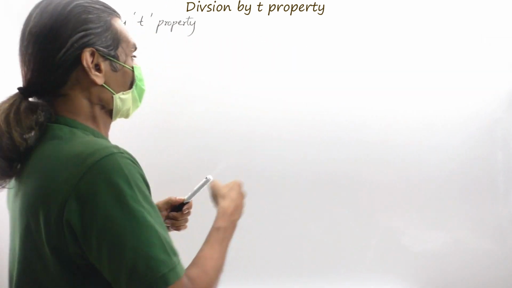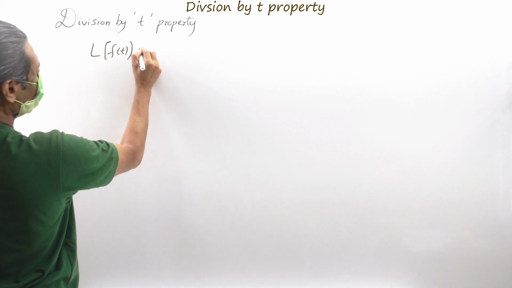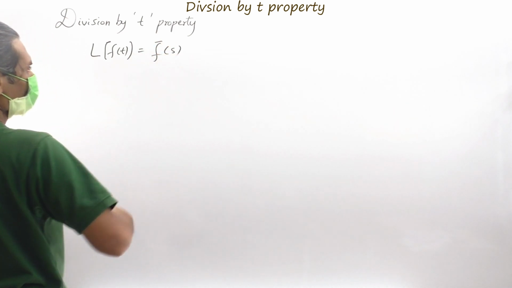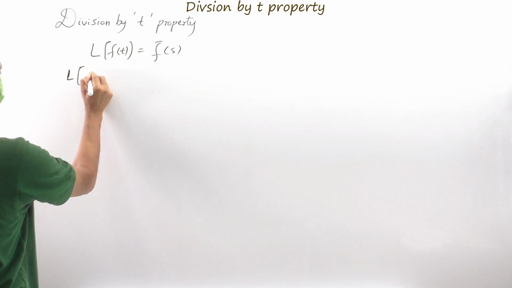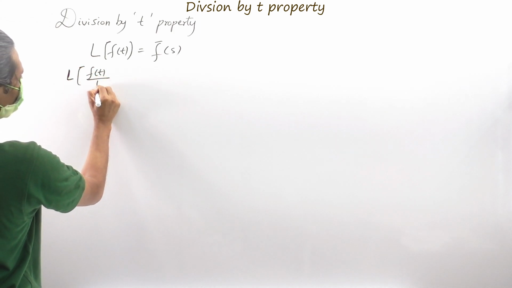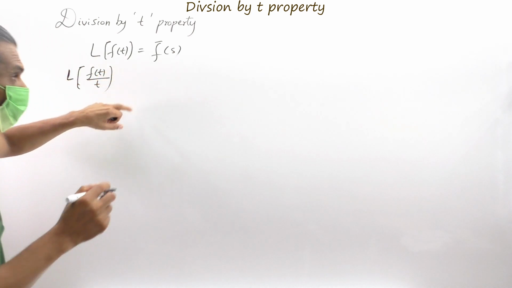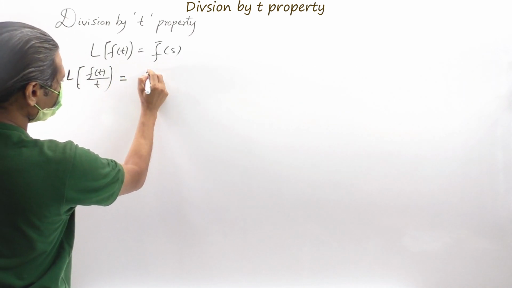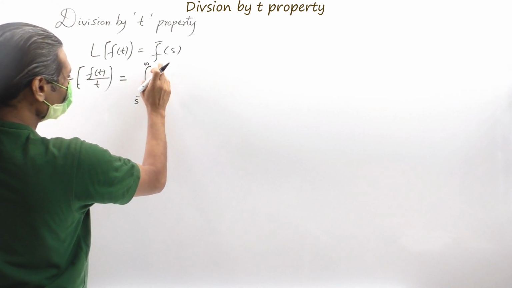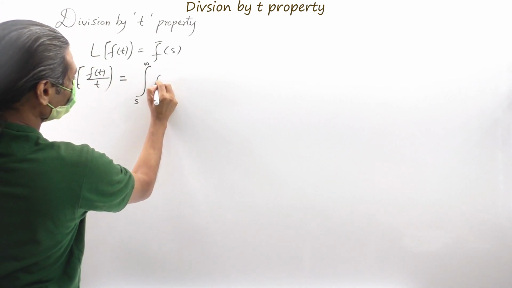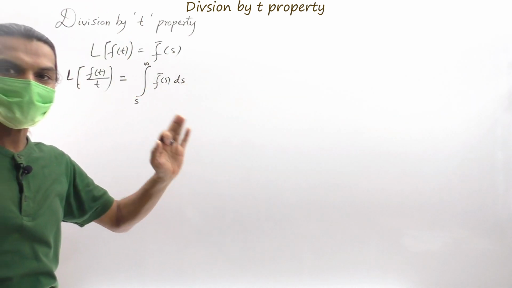See here, the property says, as you all know, if Laplace of f of t equals f bar of s, then Laplace of f of t upon t is equal to, see here, division by t. If the question is divided by t, then use a simple relation formula, that is the integral from s to infinity of f bar s ds. This is called the division by t property.